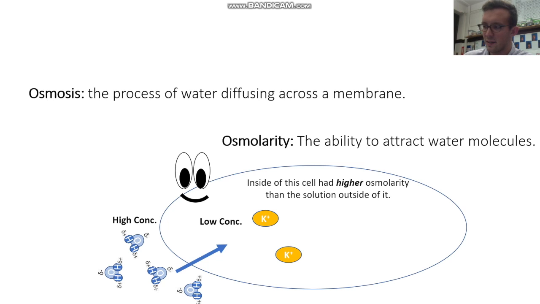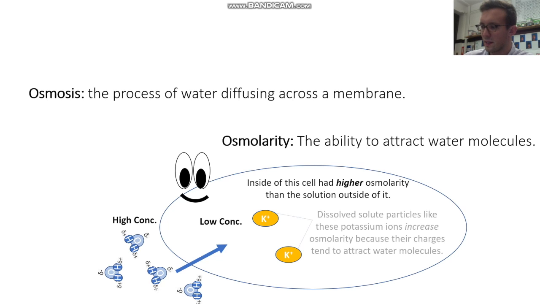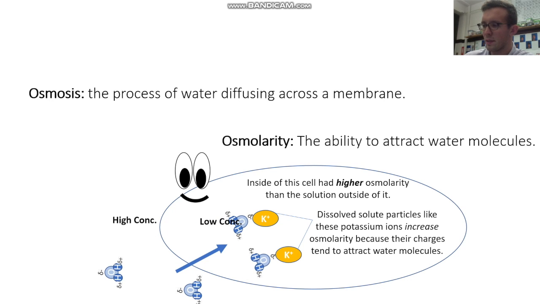So in this case, the inside of this cell had a higher osmolarity than the solution outside of it because it was able to attract water molecules. And part of the reason for this is because the inside of the cell had these dissolved solute particles, in this case potassium ions, that increased the osmolarity of the inside of the cell. They increased its ability to attract water molecules because the charges on these particles were able to attract the water. So in this example, the cell attracted water into its membrane.